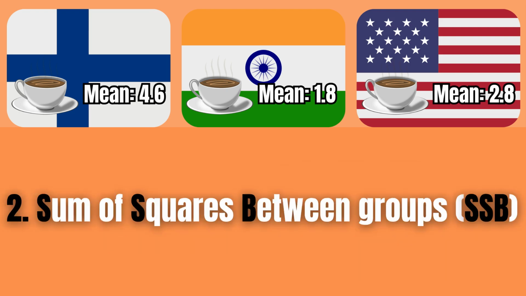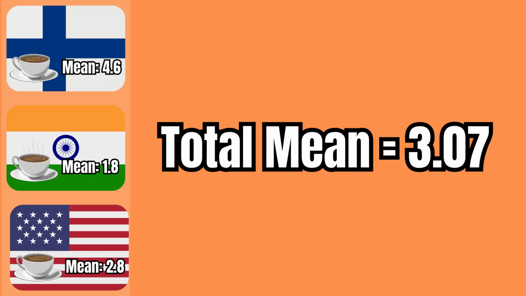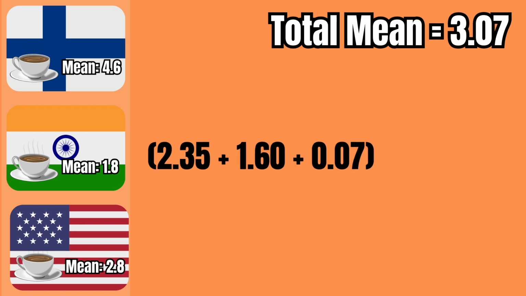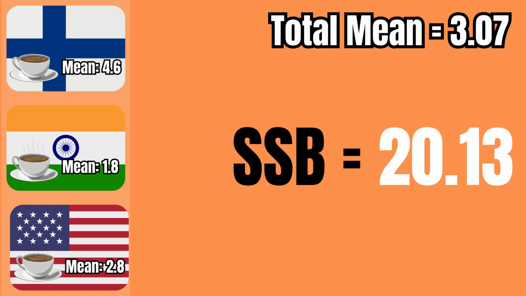The sum of squares between groups can be calculated in 3 steps. Step 1. Calculate the total mean, i.e. the mean of all the samples, which is 3.07. Step 2. Subtract the mean for all of the samples from the mean of each group and square the result. Step 3. Finally, add all the squared means together and multiply it by the number of observations in each group, in this case 5, to get the final result of 20.13.